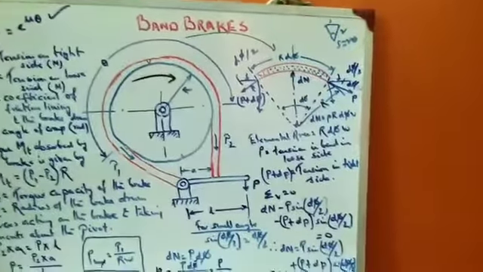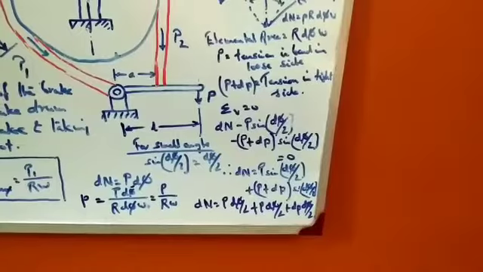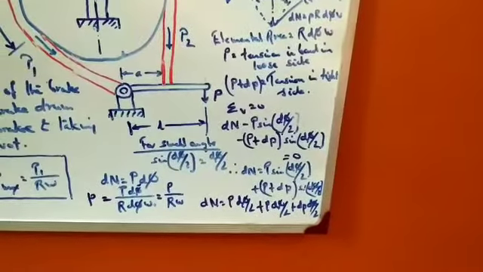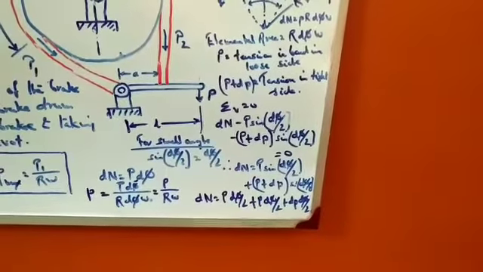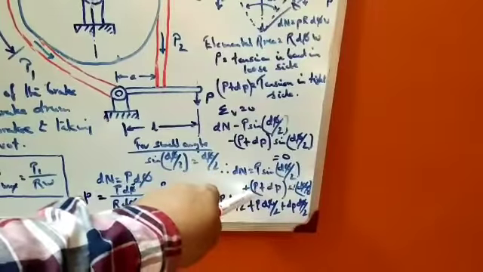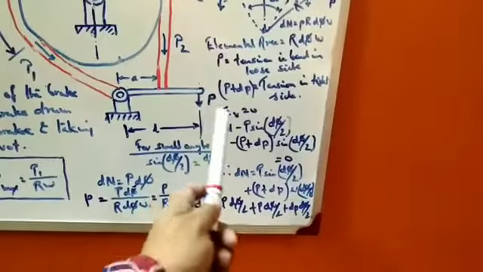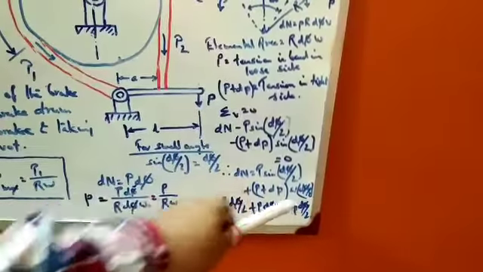From this we get the value of dn. We get dn equals P sin d phi by 2 plus P plus dP sin d phi by 2, when we transfer the negative terms to the right hand side of the equation.